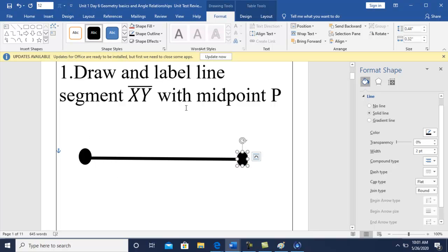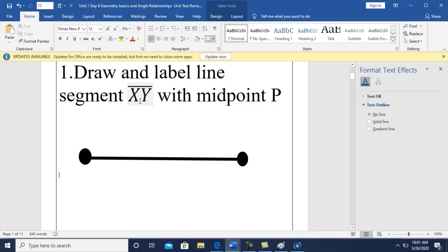Okay, and we need X and Y, so we need an X and a Y. I'll make those a little bit bigger so everyone can see them. So there's X, there's Y. Now we've got to find the middle. The middle is going to be P, so we're going to grab that. This is going to be our P value.